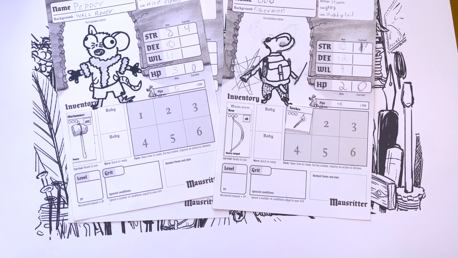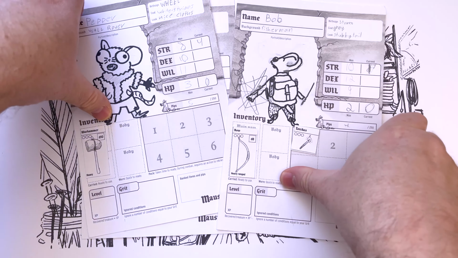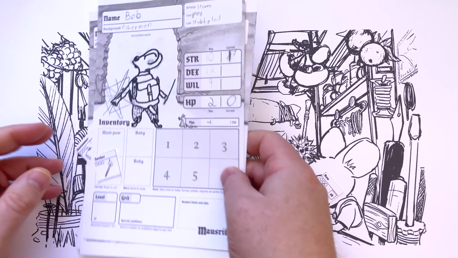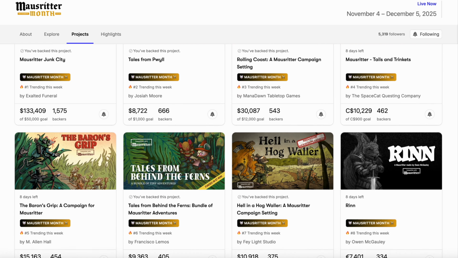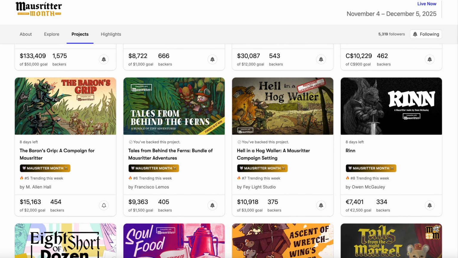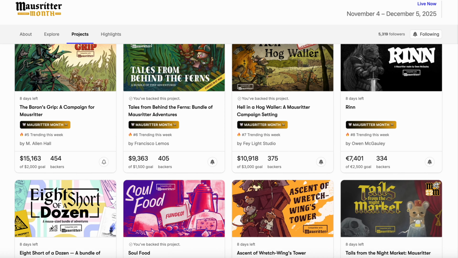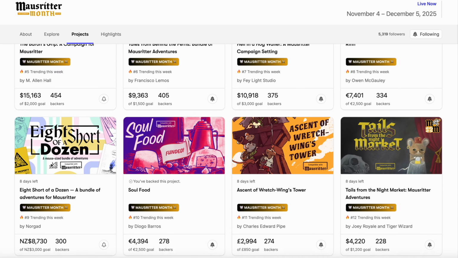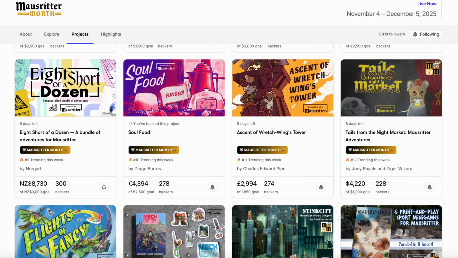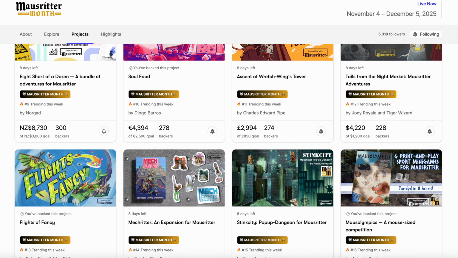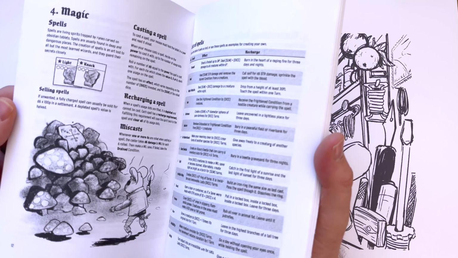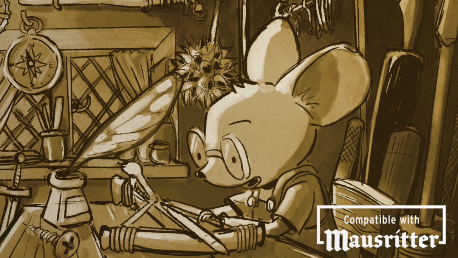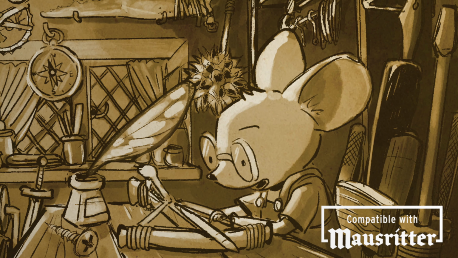And it ends up that November is something called Mausritter Month. And Mausritter Month is where a bunch of creators kind of pitch ideas for add-ons and things for Mausritter. And it's on Backerkit, which is kind of like a Kickstarter thing. And the project is live right now, and it's over on December 4th. So we've got about a week left.